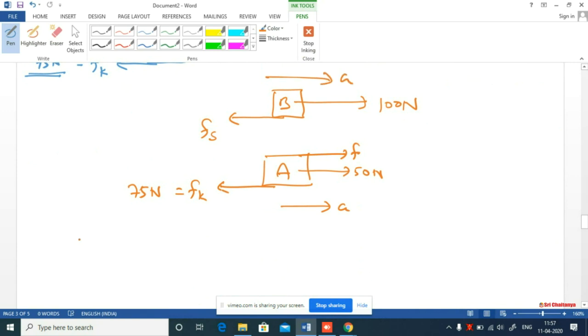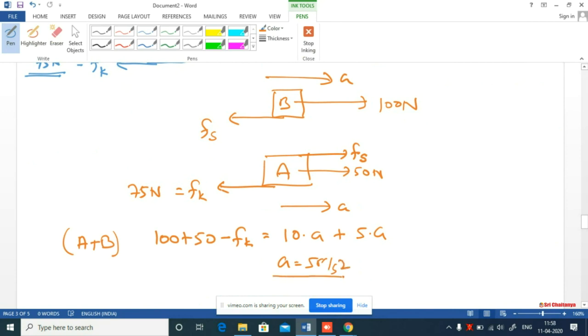So if I take the system A plus B, then you can see that Fs is an internal force. It will just not appear in our equations. The forces acting are 100 plus 50 minus Fk, which is 75, is equal to mass of A into acceleration plus mass of B into acceleration of B. So you have 15A is equal to 150 minus 75, 75. So A is equal to 5 meter per second square.